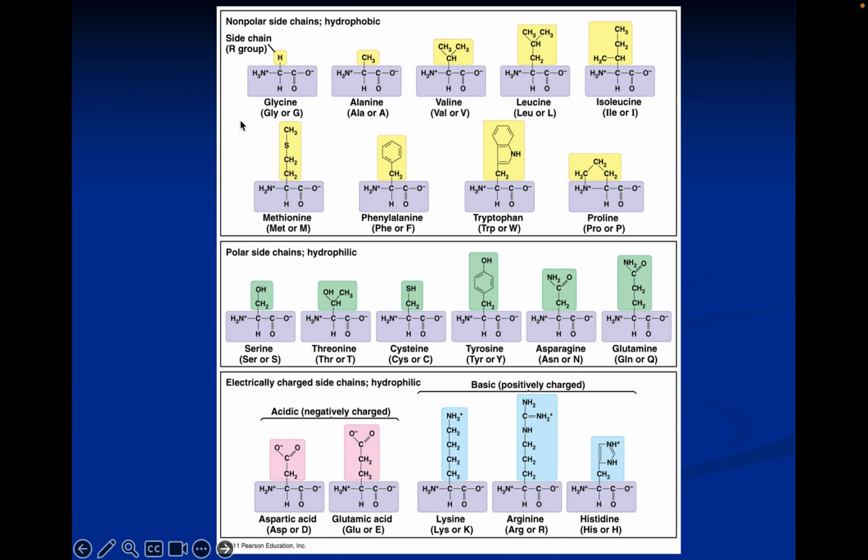All right, so here we see amino acids separated by type. Ones that are hydrophobic are all up top here in yellow. Hydrophilic ones that have polar side chains are here in the middle. And ones that have an electrically charged side chain, these are all hydrophilic, by the way, would be acidic and basic ones over here.